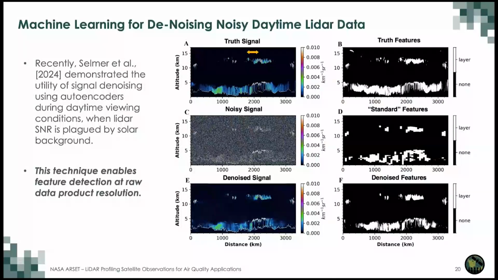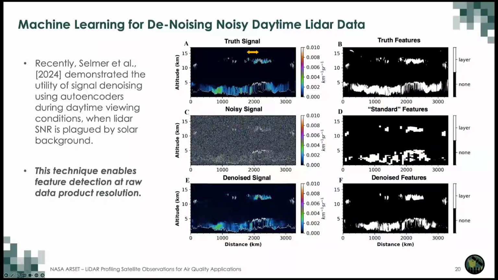So using machine learning techniques, groups have been developing methods to denoise the daytime signal, and it enables us to do feature detection at finer horizontal resolutions. Remember I said, traditionally you have to average long distances. Using this signal denoising, you no longer have to do that. And so here's an example from the paper.